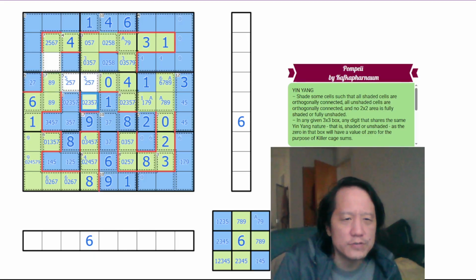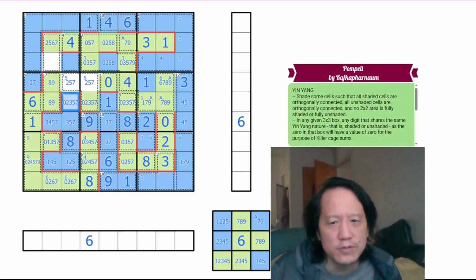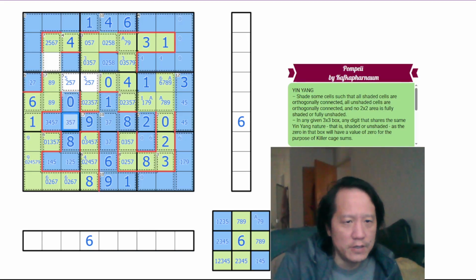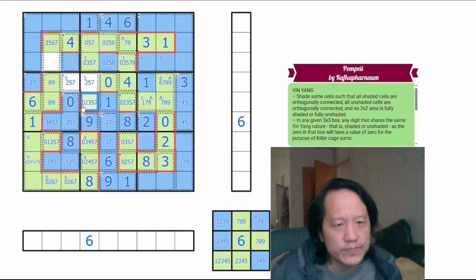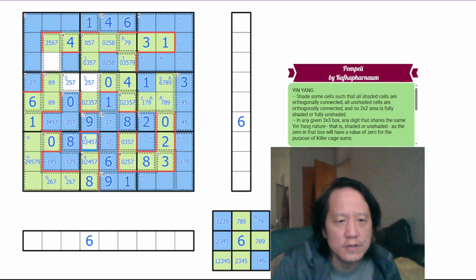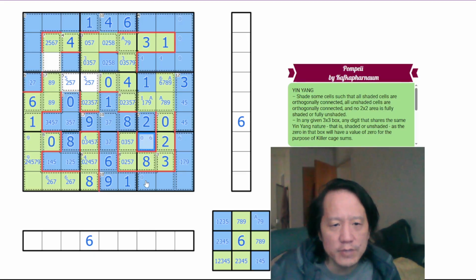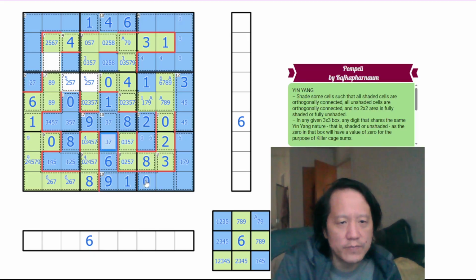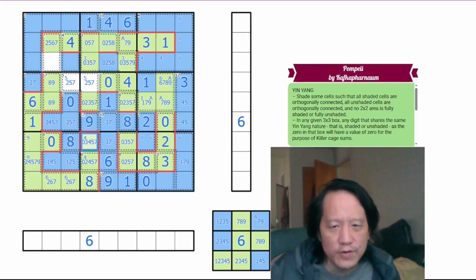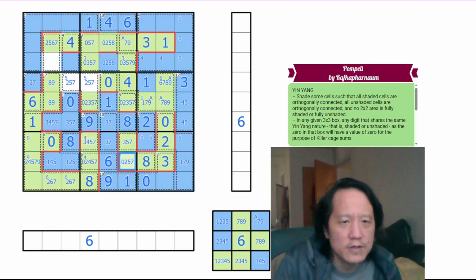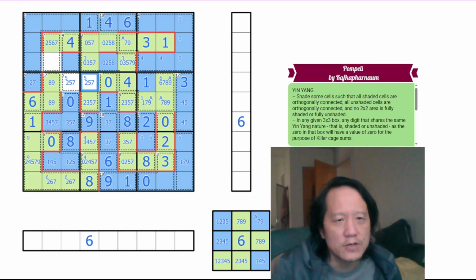No 0, no 0, so where is the 0? It has to be here. In box 5, that eliminates 0 from the rest of the cage, so 0 has to be here, which means this can't be 0, so 0 is there. So far this is looking okay. 0 is one of these two. This can't be 0. No 0 here.